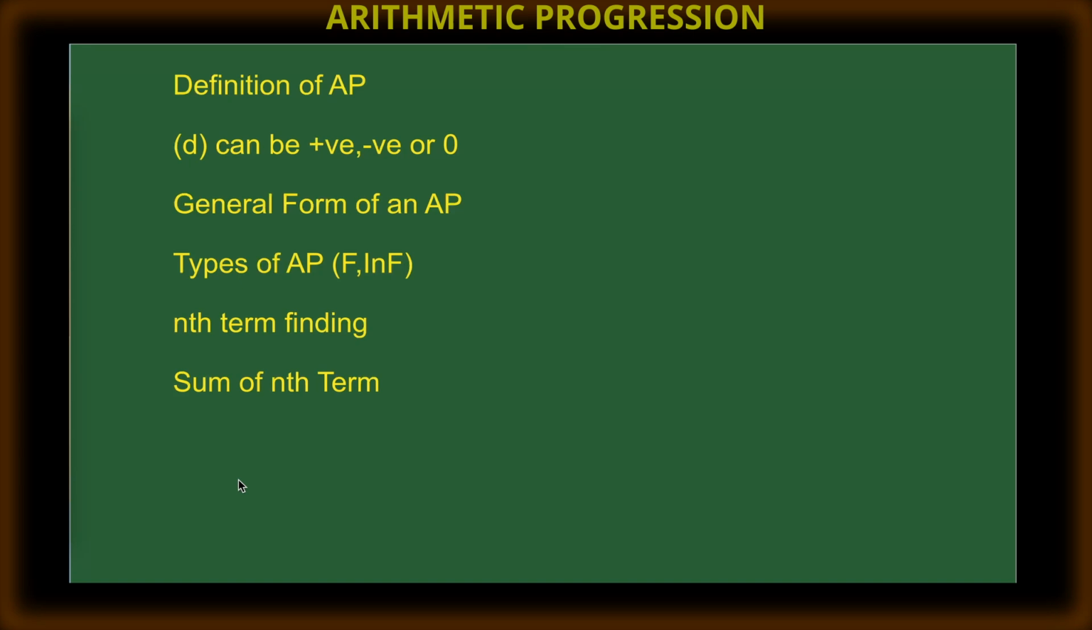So till now we have understood the definition of an arithmetic progression, and the common difference which can be positive, negative, or 0. We have seen the general form of an AP, how an AP looks, and what types of APs there are, finite and infinite. We have also seen how to find the nth term of an arithmetic progression, and lastly how to find the sum of the n terms of an arithmetic progression. So just remember this when we are doing the exercises and the examples. This will be helpful, and we'll go through and understand more in detail. For the time being, just remember this as a summary. Thank you.